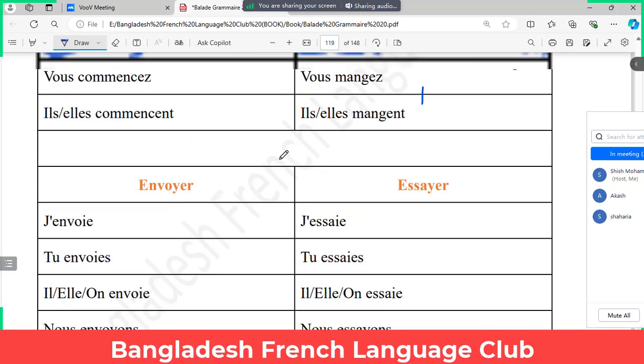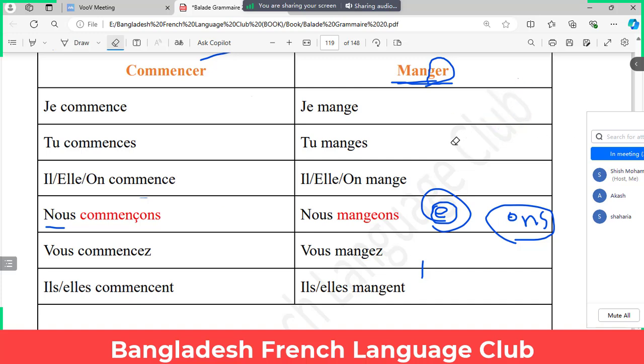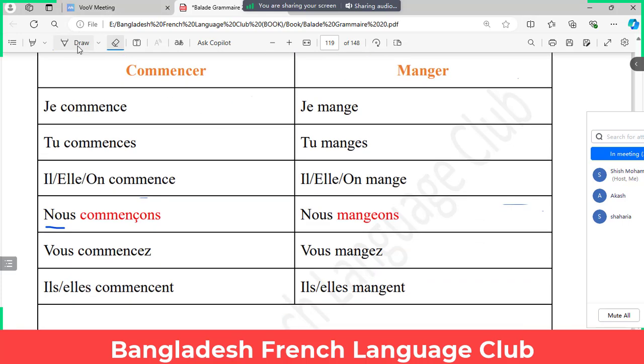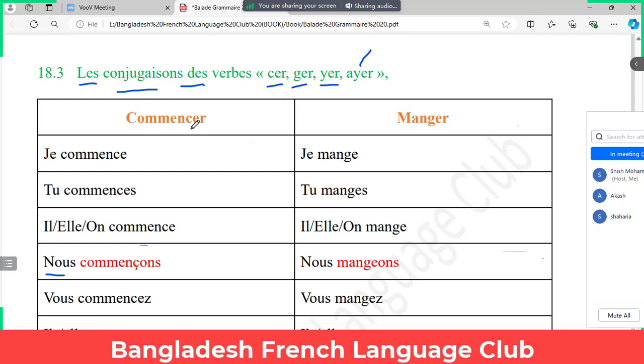I have a question. Yes, please. For mange, this is also an ER verb, and the other one, the first one, commencer. This is also an ER verb.